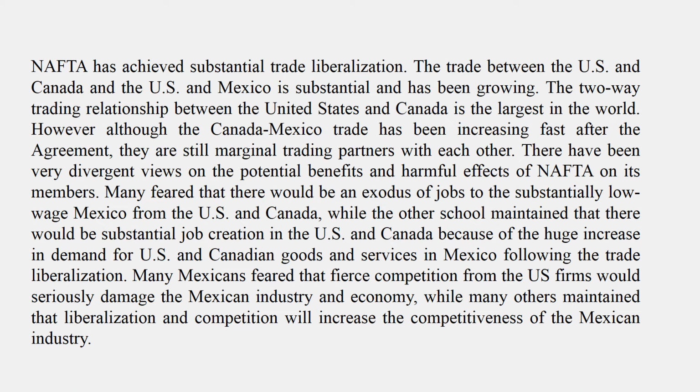Many feared that there would be an exodus of jobs to substantially low-wage Mexico from the US and Canada, while the other school maintained that there would be substantial job creation in the US and Canada because of the huge increase in demand for US and Canadian goods and services in Mexico following the trade liberalization. Many Mexicans feared that fierce competition from US firms would seriously damage the Mexican industry and economy, while many others maintained that liberalization and competition will increase the competitiveness of the Mexican industry.